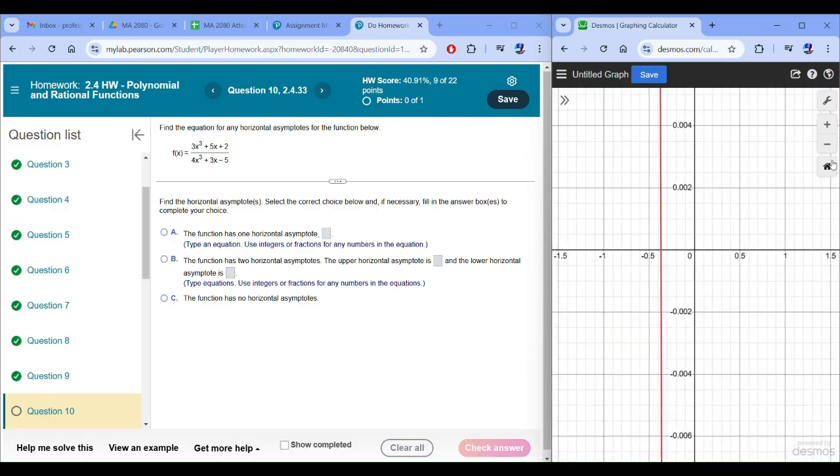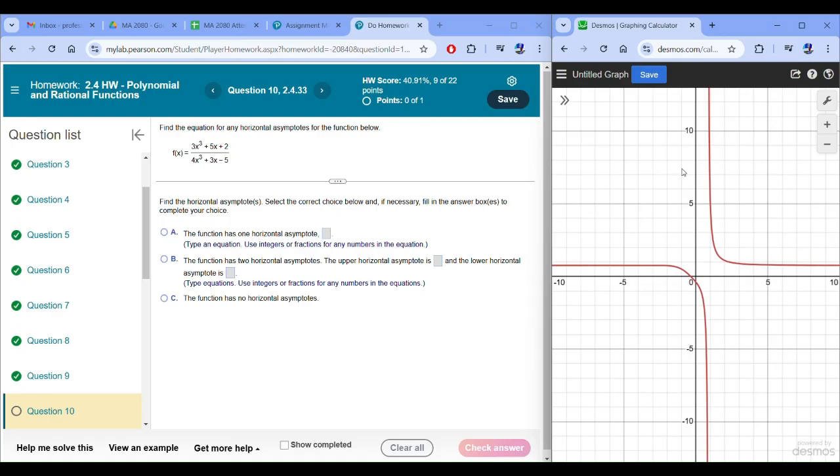So what does this graph look like? Looks like that. So we have one horizontal asymptote, one vertical asymptote. So there should be a vertical asymptote at what? What does that look like? 5.7 and 0.76 something.